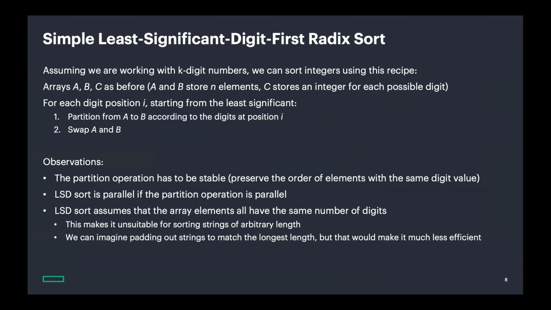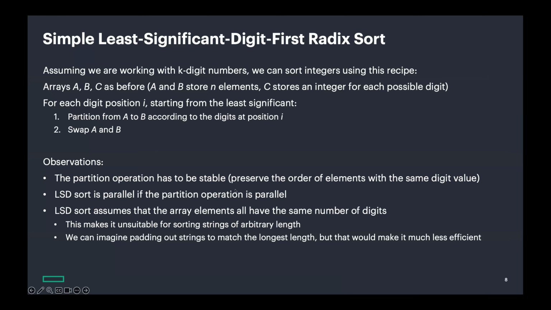Okay, so then from there we can go into a least significant digit first radix sort. This is the kind of sort that Arkouda uses. We have those arrays A, B, and C before, and what we're going to do is use that partition method to sort k-digit numbers. All we're going to do is add in a loop, and we're going to start from the least significant digit, partition, and then put the output array back in the input. Some observations about this: we have to have a stable partition. It's going to be parallel if our partition is parallel.